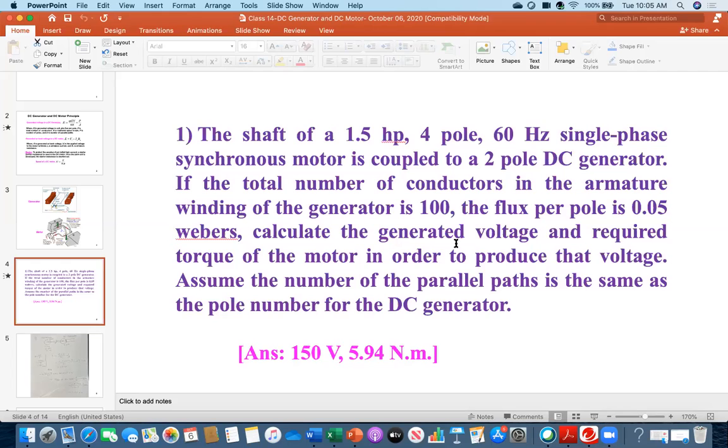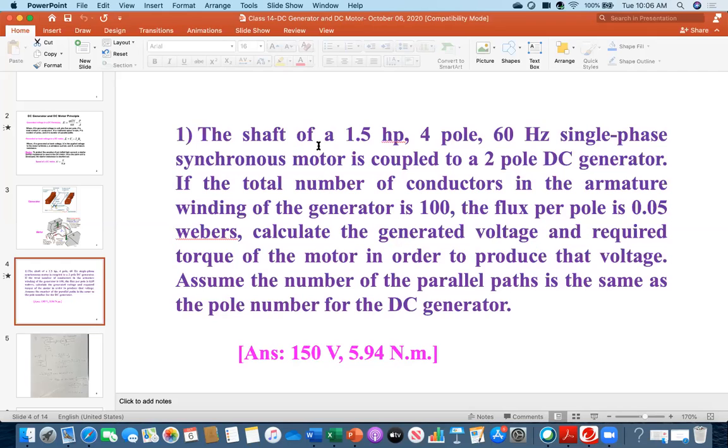But there is a second part in the problem, you see here. Calculate the required torque of the motor in order to produce that voltage. This means you got the answer that the DC generator produces 150 volt. To produce that voltage, what was the amount of torque needed? That's the question. So therefore, who is providing the torque? The synchronous motor is providing the torque. So that you have to calculate.